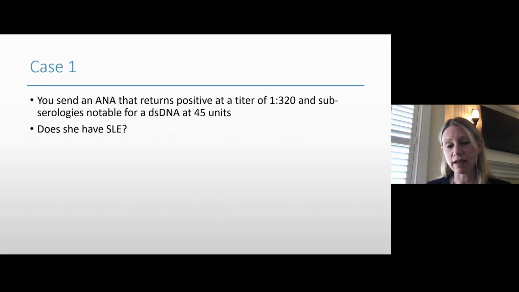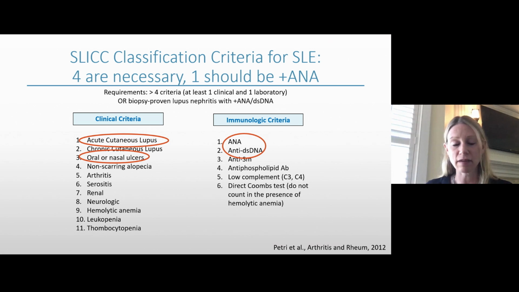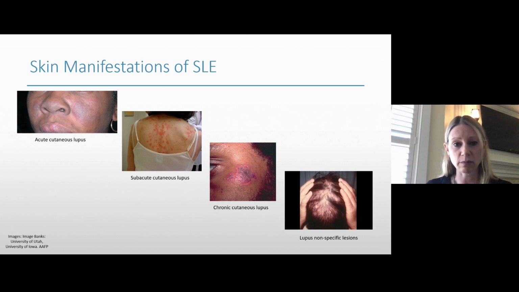So you send an ANA and it returns positive at a titer of 1 to 320, and you send subserologies and the double-stranded DNA is positive. So now, does she have lupus? Let's think about our criteria. She has acute cutaneous lupus in the form of a malar rash. She has oral ulcers, an ANA, and a double-stranded DNA. So she has 4 criteria. So she does have lupus. This is mild lupus, but this is an example of mild lupus.